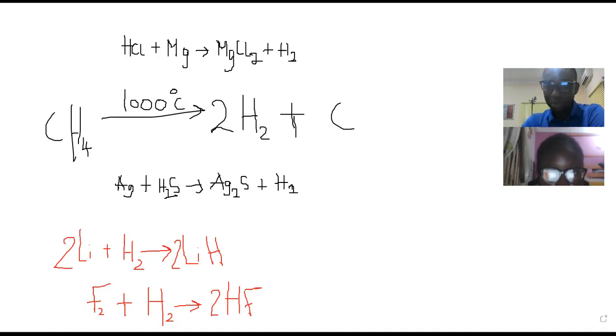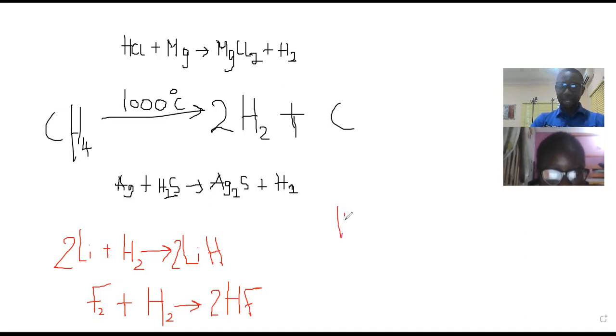Definitely, hydrogen reacts with sulfur to form hydrogen sulfide. Now this smells like a rotten egg. When you go to the lab and you do a reaction of hydrogen with sulfur, you start perceiving that rotten egg smell. That's really, really bad. And hydrogen can also react with nitrogen. When hydrogen and nitrogen come into play, we form ammonia. Now, these are some of the reactions of hydrogen.